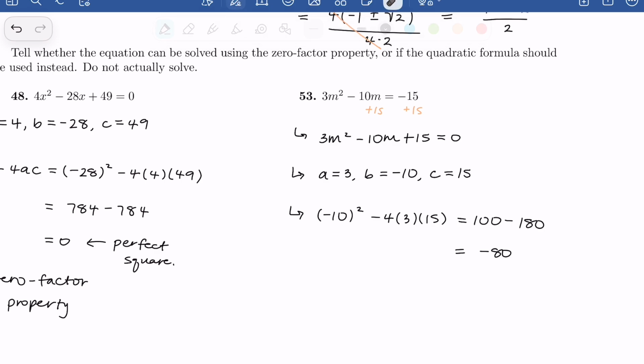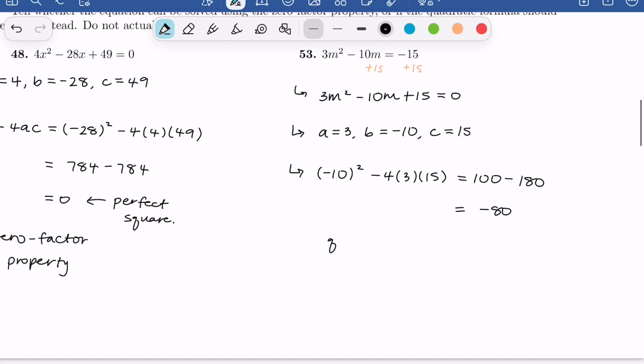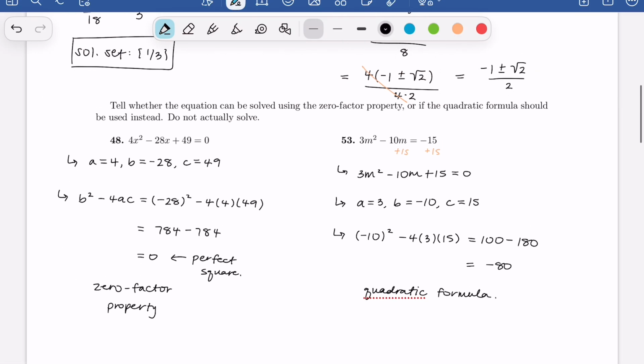All right, now this is not a perfect square here. This is a negative number, so that's already going to be a red flag. So this tells us that this equation is going to be solved using our quadratic formula. All right, and that's it for these two problems here.